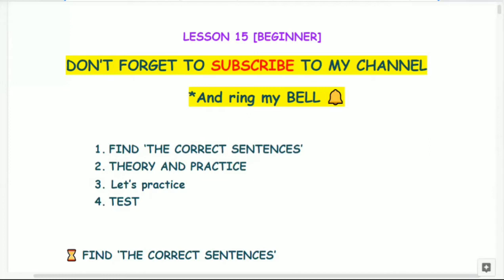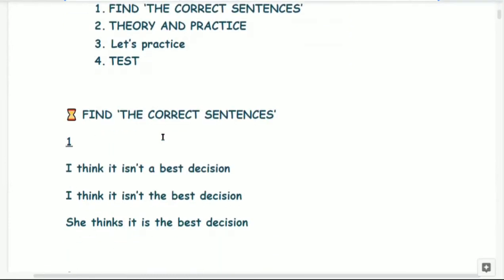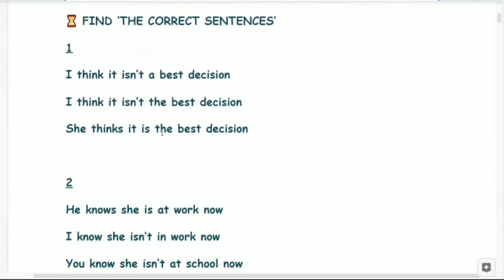So, if you are ready, we can start today's lesson. Let's get started. Our first part, as you know, is called find the correct sentences. We're going to find the correct sentences, and I hope you'll find all the tests right. As we always do, the odd numbers, tek nömrələr, are mine, and the even numbers, cüt nömrələr, are yours.